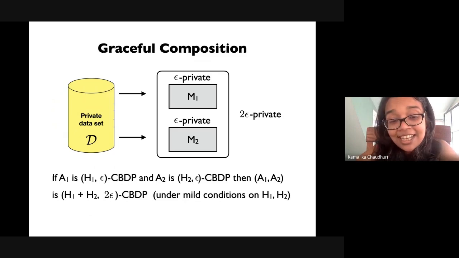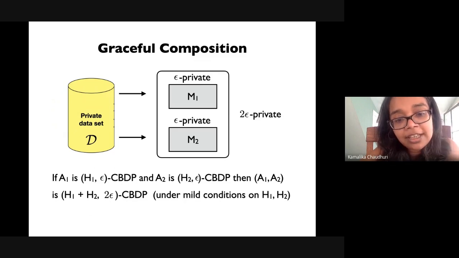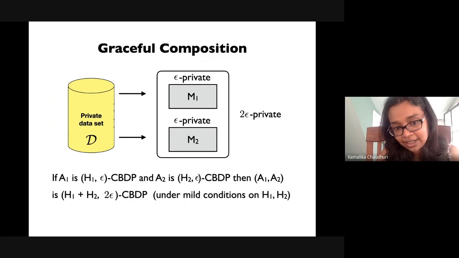As it happens, this is satisfied by unrestricted differential privacy. What we can show is that if A1 is H1 epsilon capacity bounded private and A2 is H2 epsilon capacity bounded private, then the union is H1 plus H2, 2 epsilon capacity bounded private. H1 plus H2 is essentially the Minkowski sum, the sum of h in H1 and h in H2. That holds under somewhat mild conditions on H1 and H2.